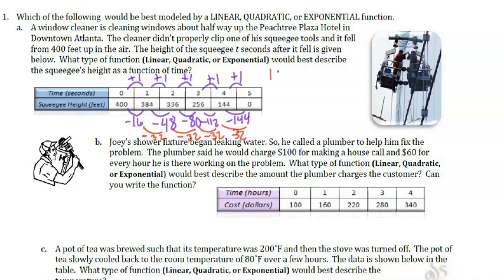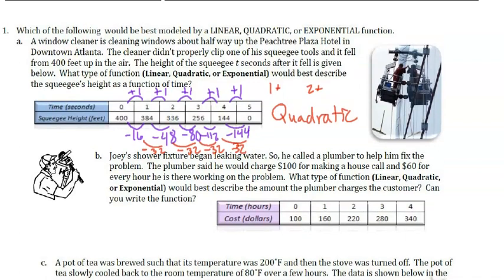So we have first common difference for the input, second common difference for the output. That is quadratic. So again, linear would be first common difference, first common difference. Quadratic is first common difference, second common difference for the output. And the exponential is first common difference, and then first common ratio.